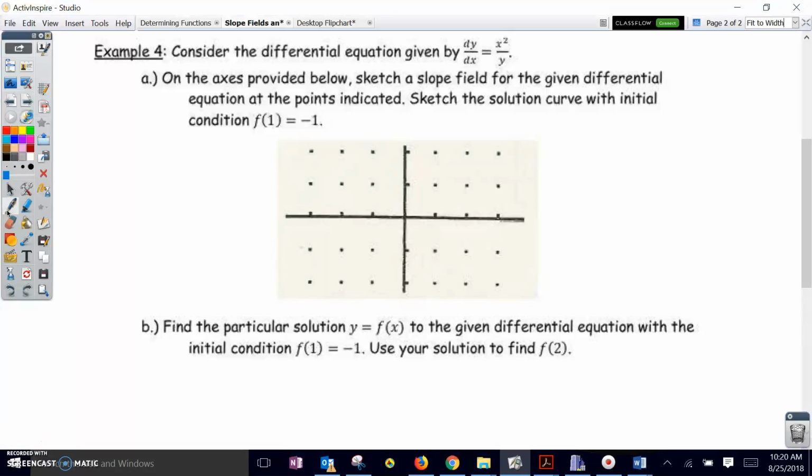Whatever the case may be, we can put vertical lines there in the slope field to represent the undefined slope, or we can leave slope lines out. I generally prefer to put undefined slope lines in there. So I'm going to go ahead and do that. Wherever y is 0, I'm going to have these vertical slope lines.